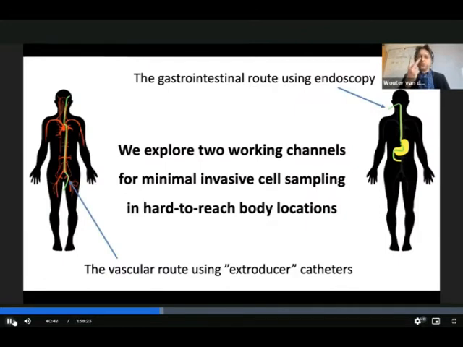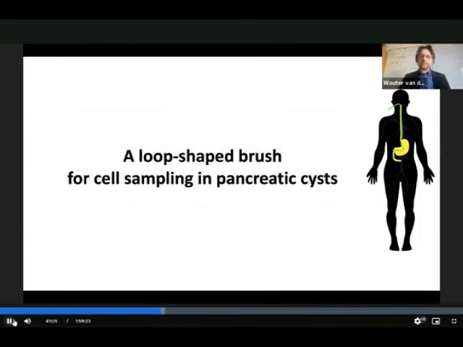We explore 2 working channels to be able to take out cells from deep inside the body, in locations that are hard to reach. The first route is the gastrointestinal route, where we use endoscopy. The second route is the vascular route, that means the blood veins, where we go into the groin and are able to reach the body through the vasculature. My first technology I talk about is a loop-shaped brush for sampling cells inside a cyst inside the pancreas.